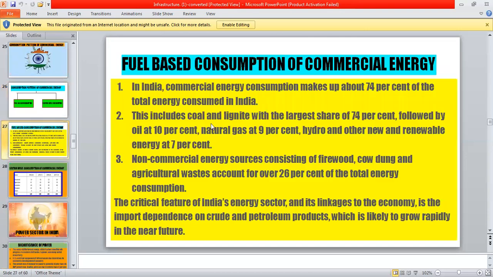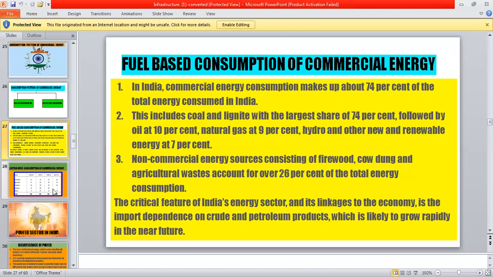Now, fuel-based consumption of commercial energy: 74% of the energy which we are using in India is commercial energy, which includes coal, lignite, with natural gas and hydro energy and other renewable energy. Now, the problem is that these are exhaustible in nature. The non-commercial energy consists of firewood, cow dung, agricultural waste. The critical feature of India's energy sector and its linkages to the economy is the import dependence on crude and petroleum products. We are more dependent upon petroleum products, which we are importing throughout.